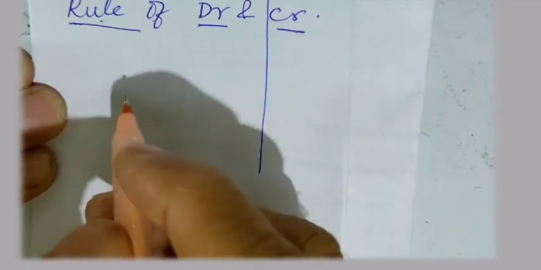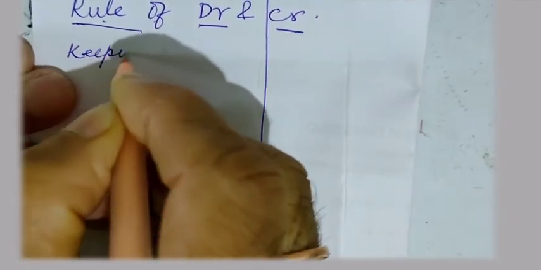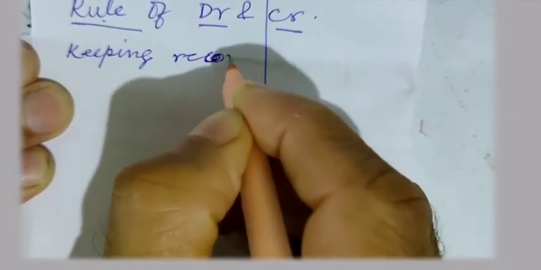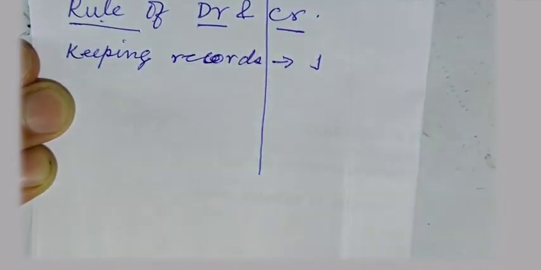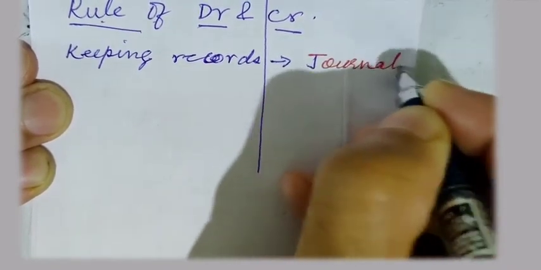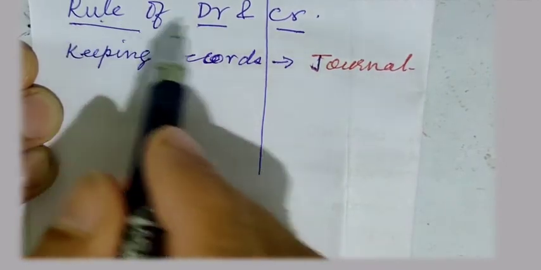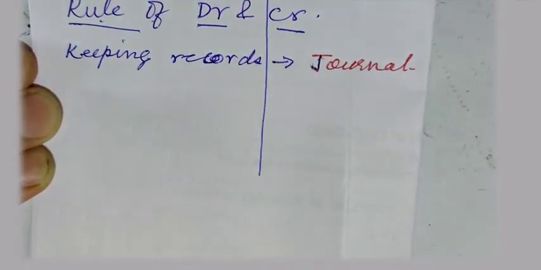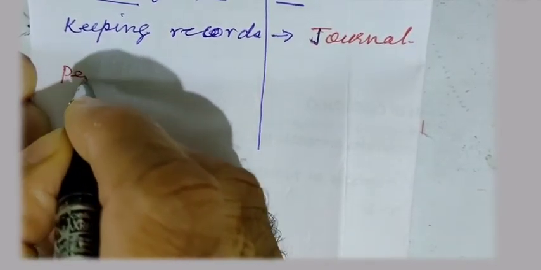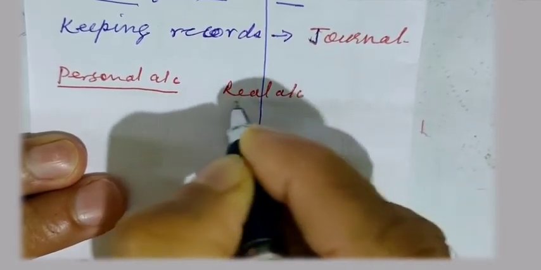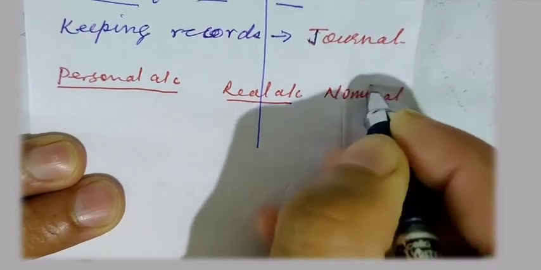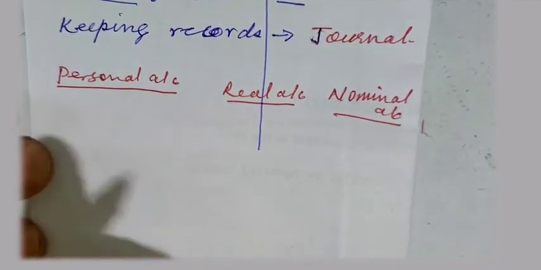This rule of debit and credit is used for keeping records. And where is this record kept? In which book? The record is kept in a book called journal. While making a journal, we have to use the rule of debit and credit. Now, how is this rule of debit and credit used? Before using the rule, you have to know these things: personal account, which I have already explained to you, real account, and nominal account.